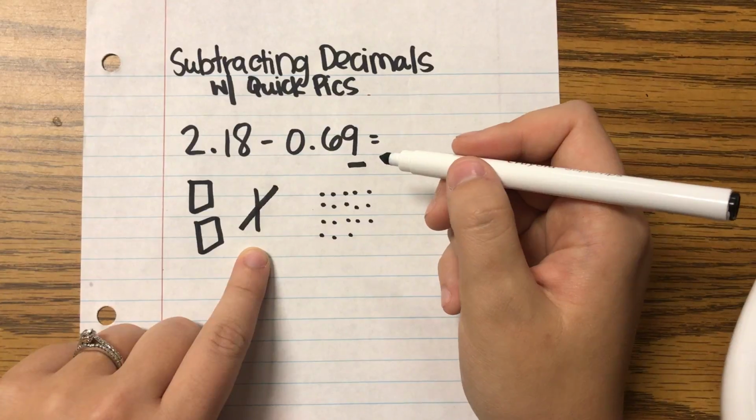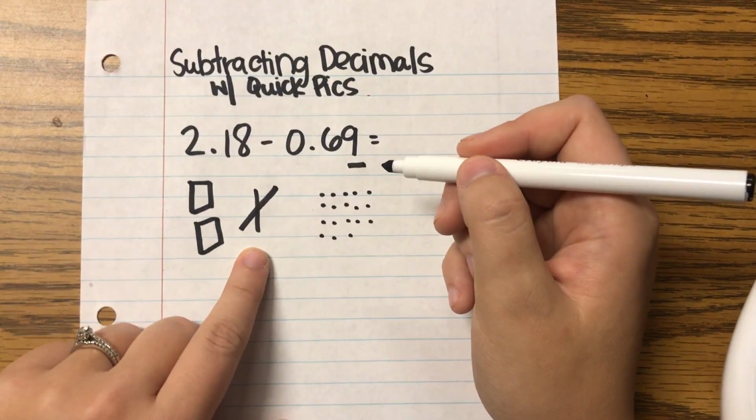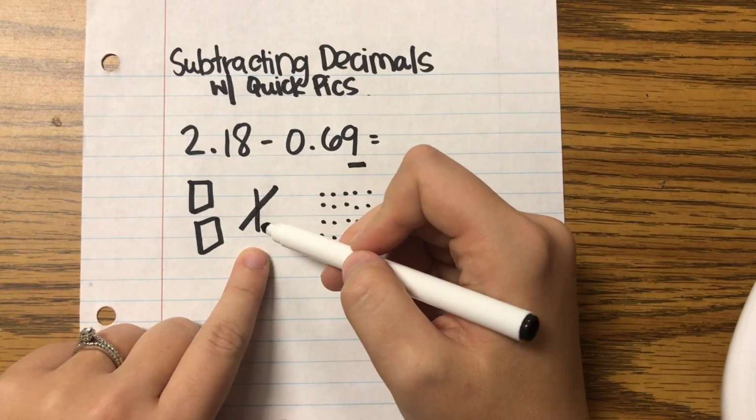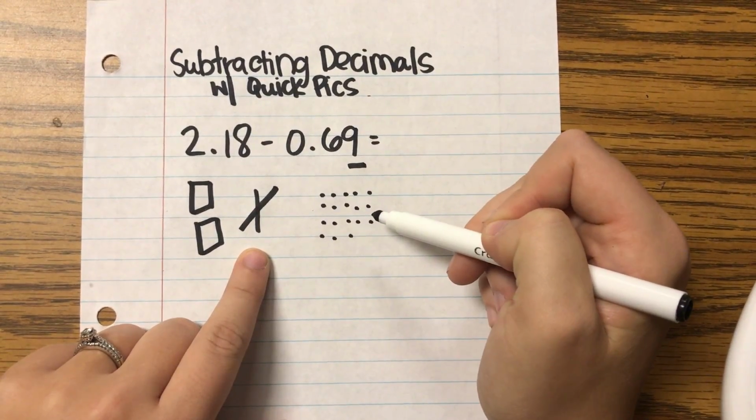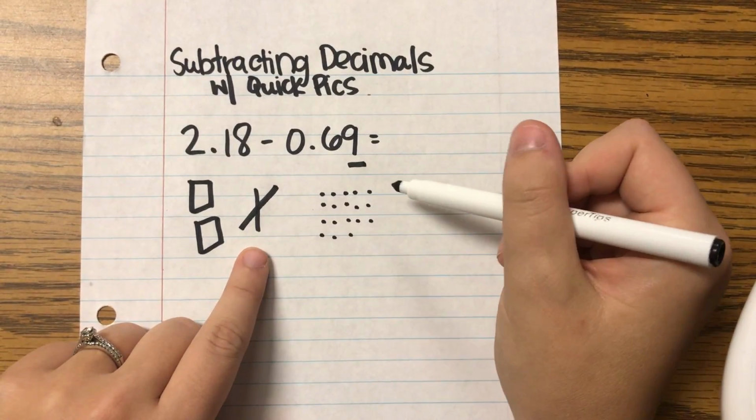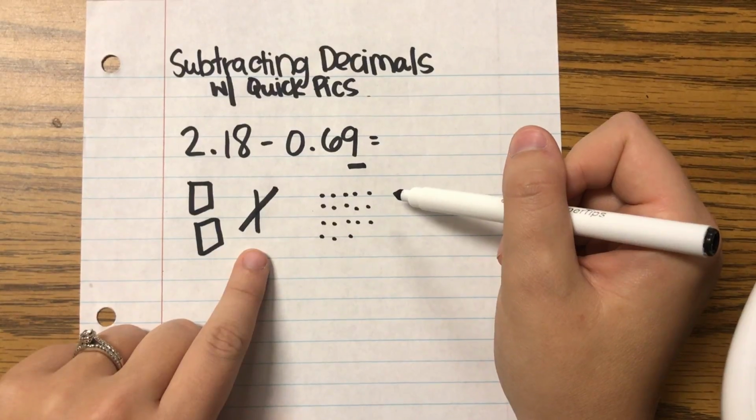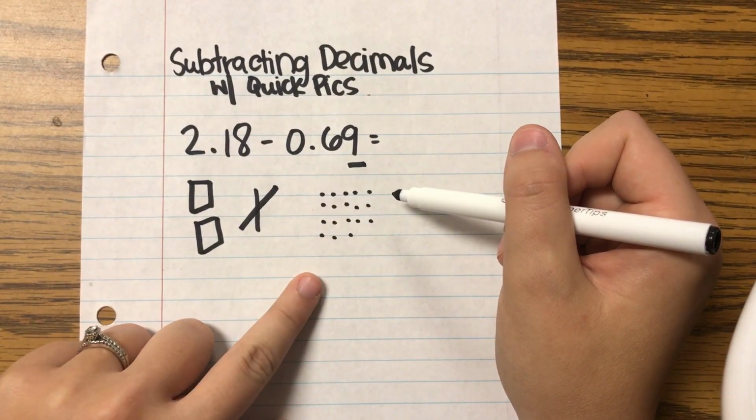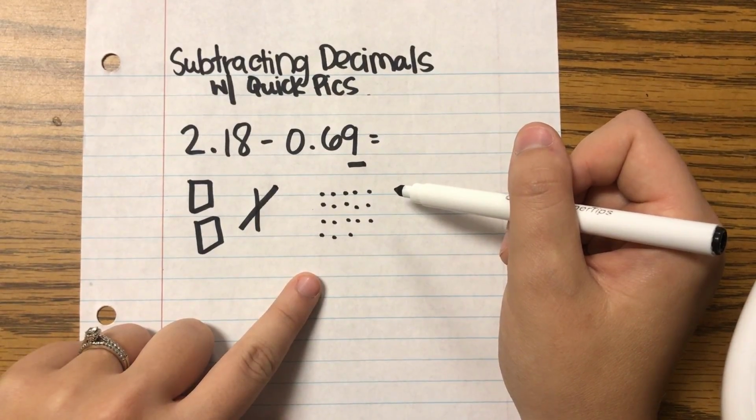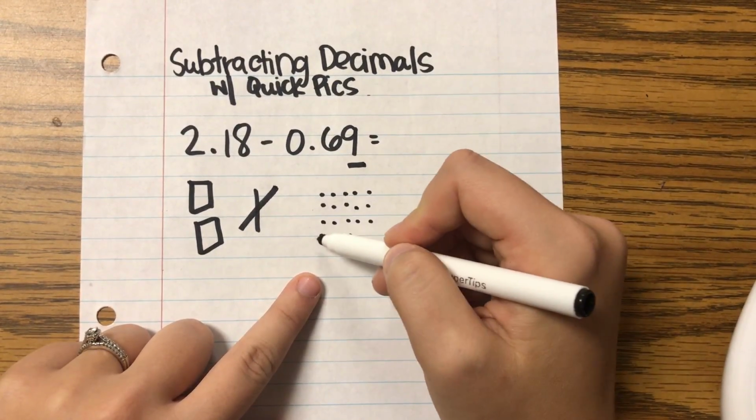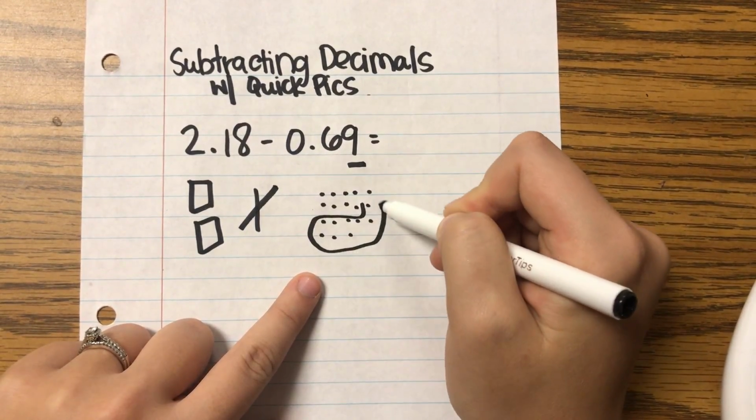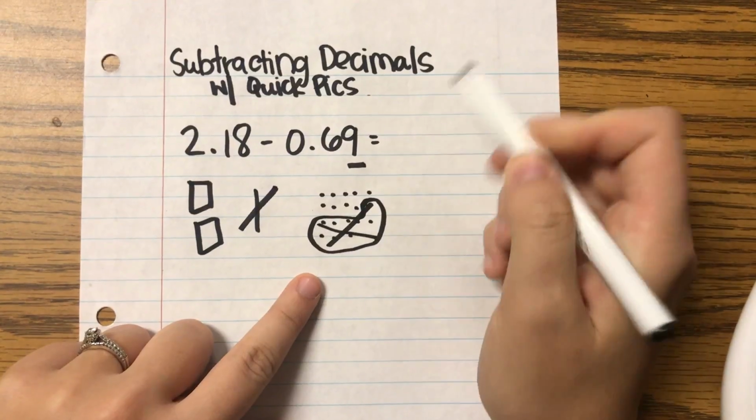Because 1 tenth is the same thing as how many hundredths? 10. It's the same exact thing. I'm just swapping them out. So now how many hundredths do I have? 18. And now can I take 9 away from that? Yes. So I'm going to take 1, 2, 3, 4, 5, 6, 7, 8, 9. I'm going to circle them and X them out because they are gone.